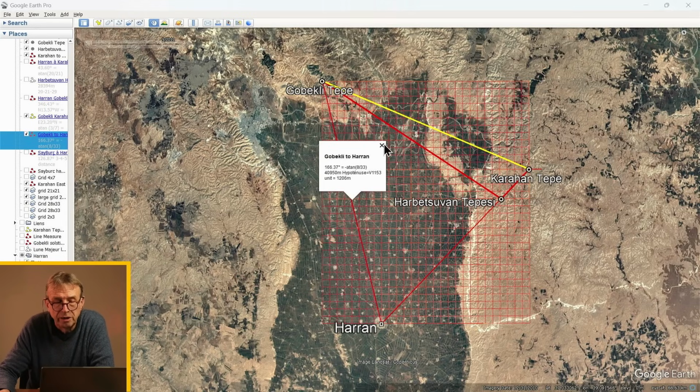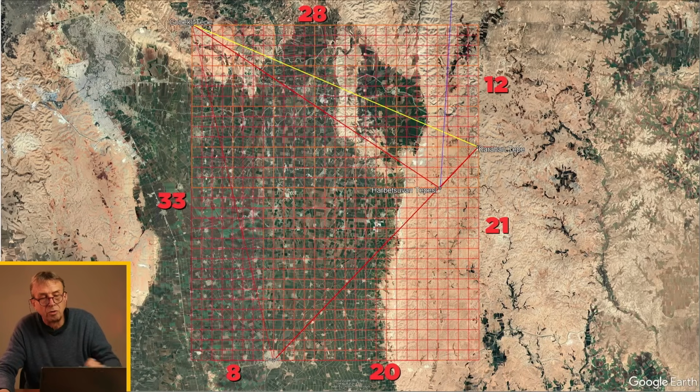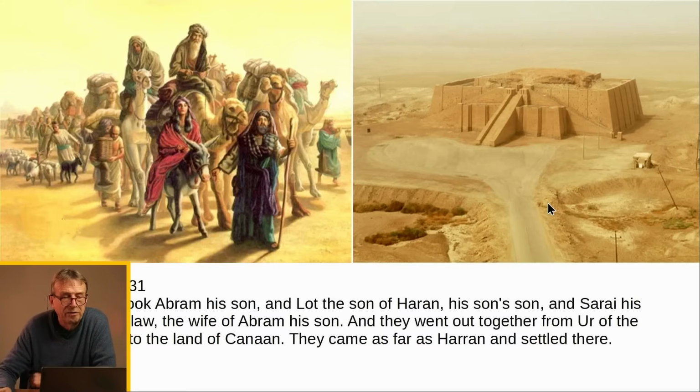So this is very, very interesting and very important to see that there was some kind of massive organization positioning these different monuments. This cannot be by chance. I mean, we're talking about a grid using whole numbers and Pythagorean triangles. This cannot be done by chance. And the different sites aligned, Karahan Tepe, Harbetsuvan Tepesi, in the center at Harran. Okay, so that's very important.